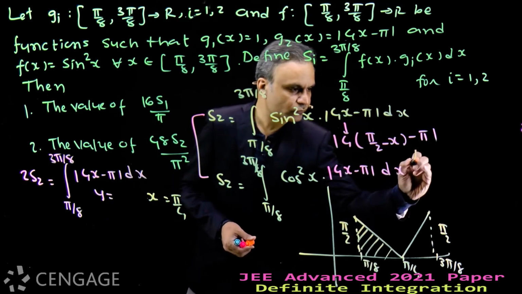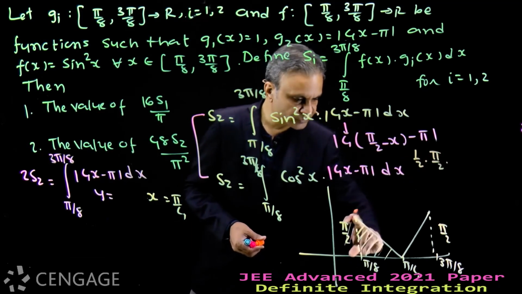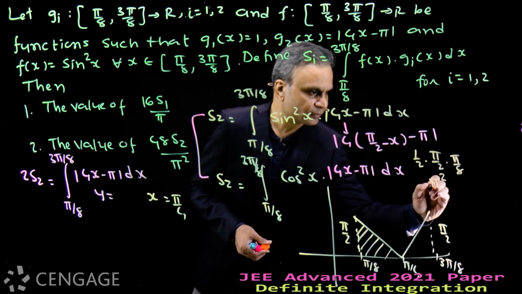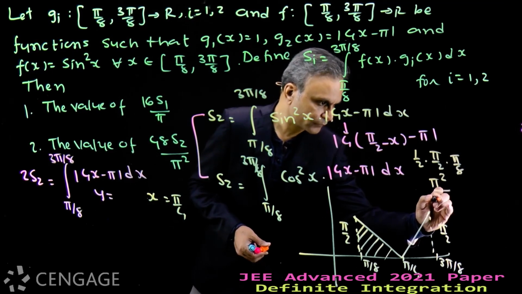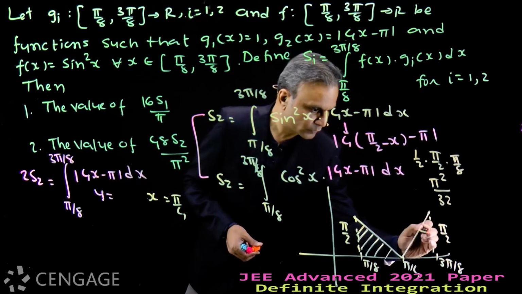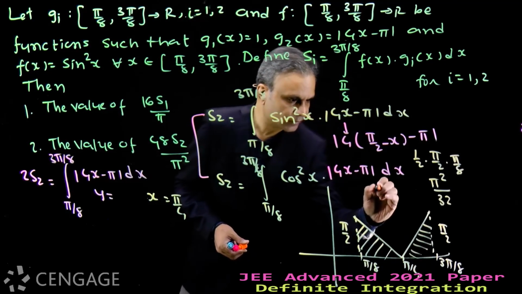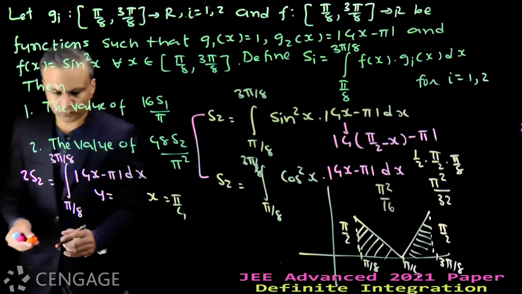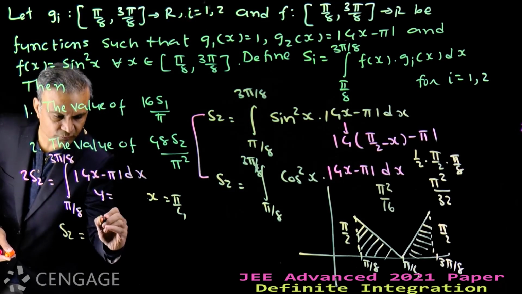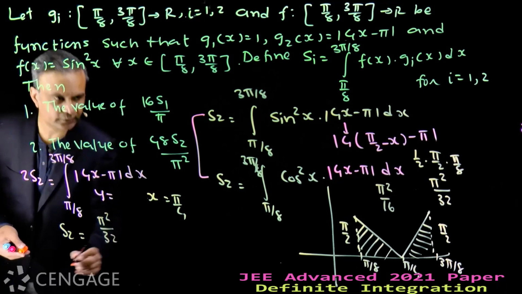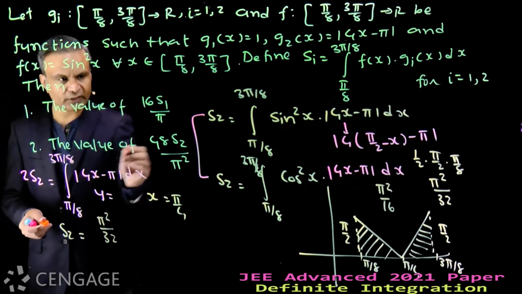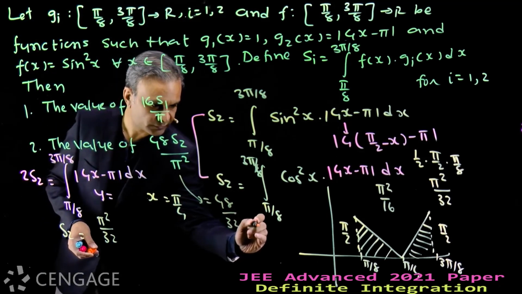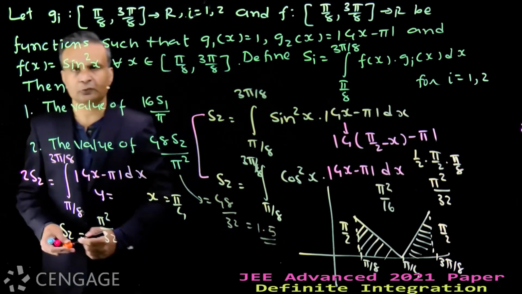The area of this triangle is 1 upon 2 into pi by 2, this height, into this width, pi by 8. So the area of this triangle is pi square over 32. So the sum of the areas of these two triangles will be pi square over 16. So we will have S2 is equal to pi square over 32. Put the value of S2 here, we get 48 over 32, and this will be 1.5.